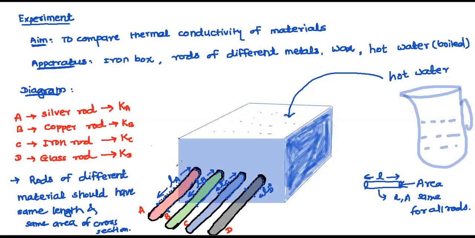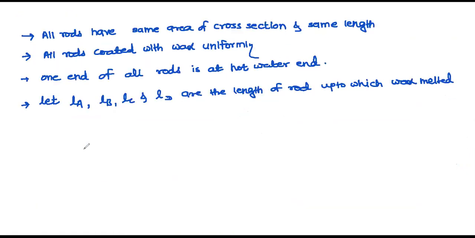Clear? Understand? So you see, from this conductivity, you can see up to which the wax has melted. The one who has the more conductivity, that rod will have more length on which wax has melted. Yes or not? So can I say like this?